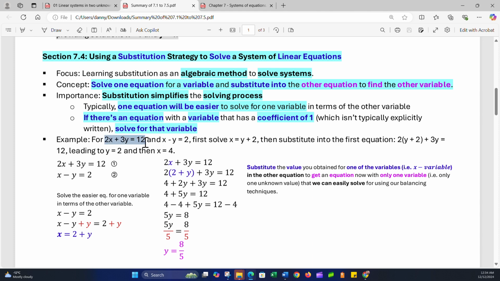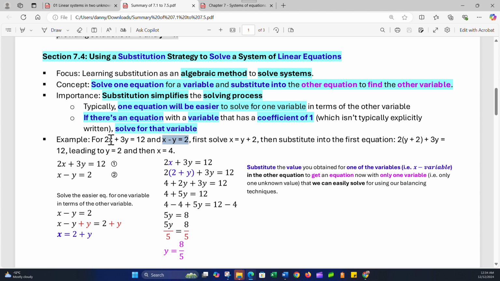For this system of linear equations, which has 2x plus 3y equals 12, and the second equation is x minus y equals 2, we're going to first solve this equation for x. And do you see why I would choose this one over this one? This one is complicated. Both the variables have coefficients other than 1. The x has a 2 coefficient, the y has a 3.